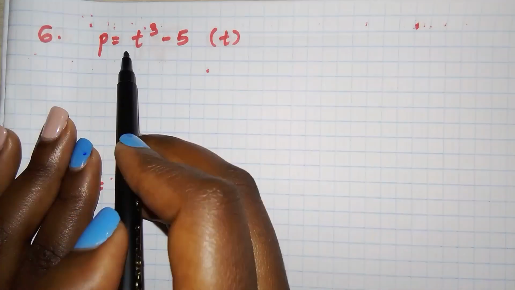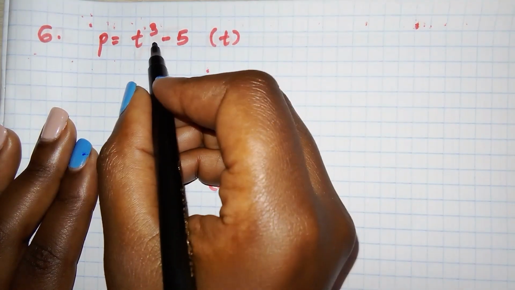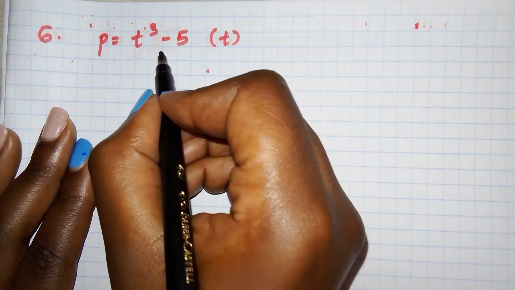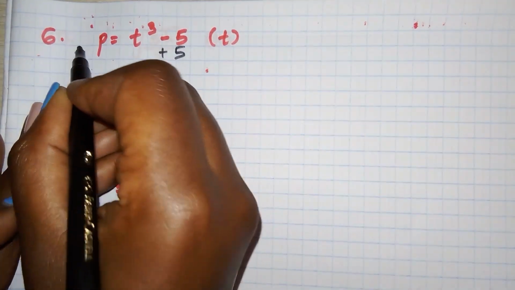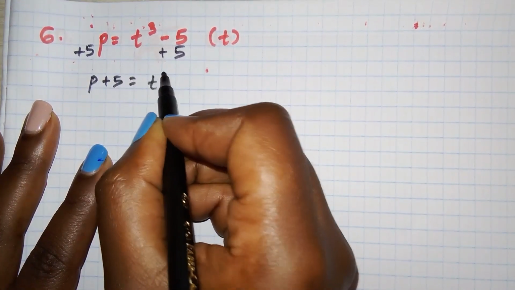Number 6, p equals to t cubed minus 5. We want to make t the subject. Start by getting rid of the 5. So we do plus 5 on both sides. P plus 5 equals to t cubed.